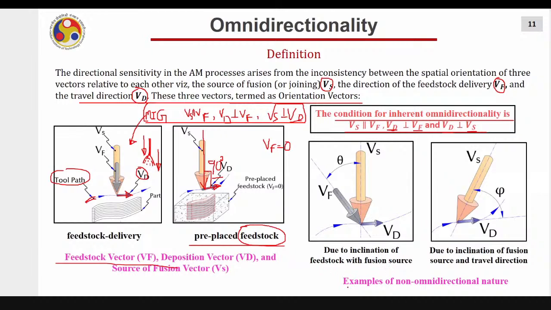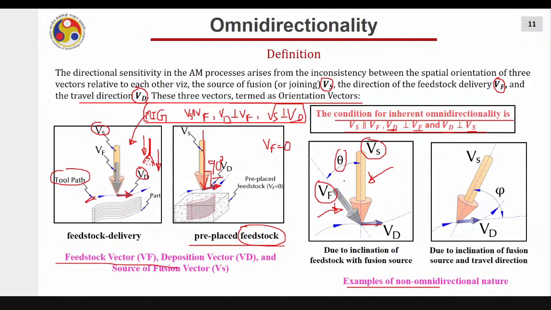Now let me give you an example of a non-omnidirectional nature, how it arises. Sometimes the source of fusion or source of energy is separated from the feedstock delivery, and it is quite obvious in the case of plasma, laser, and EB, or even in TIG. You generate the source of energy or arc by a different means, and then you feed the wire or powder into it, right? And then you move in a direction. When you feed the wire into it, you feed it at an angle.